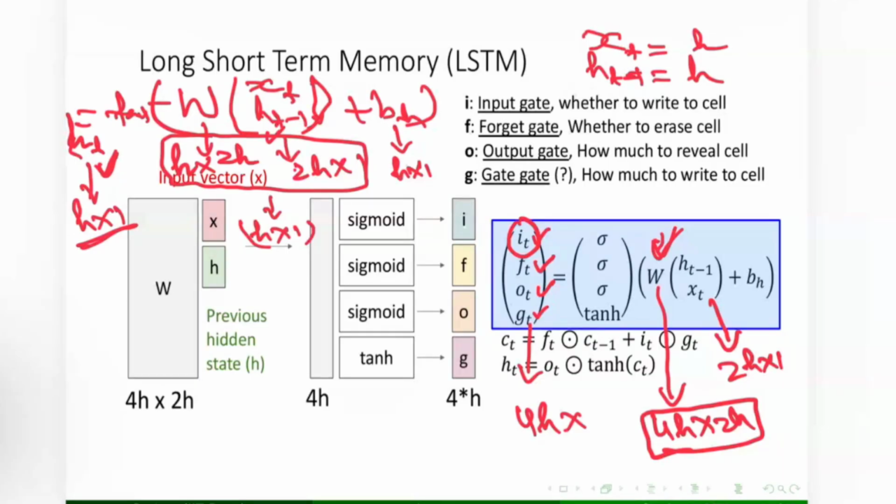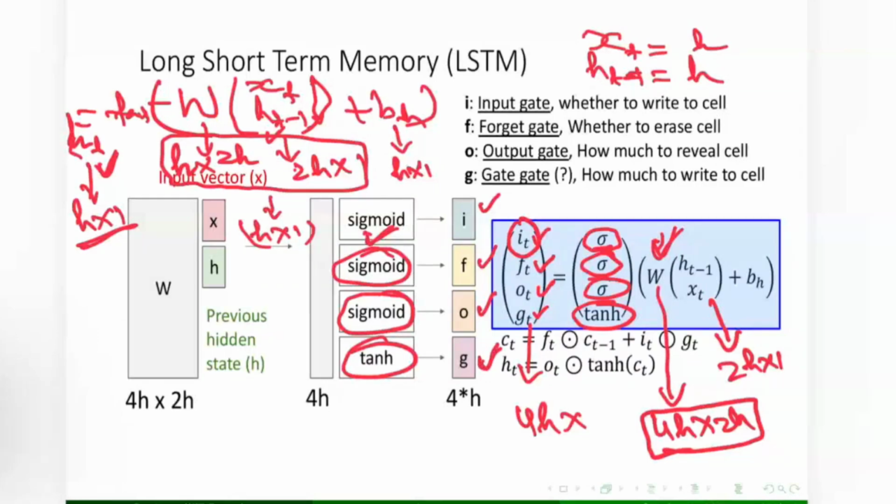But what is the next goal? You separate out every H value. The first H values, just take them and apply sigmoid. The next H values, again apply the sigmoid. The next H values, apply the sigmoid. The next H values, apply the tanh. Whatever you are getting, the first term is called the input gate, the second term the forget gate, the third term the output gate, and the fourth term the gate gate, or the new information.